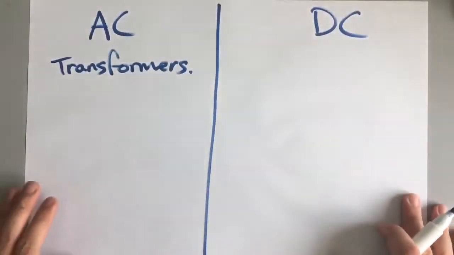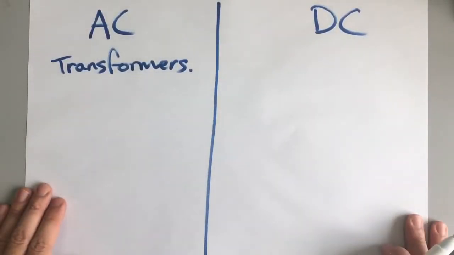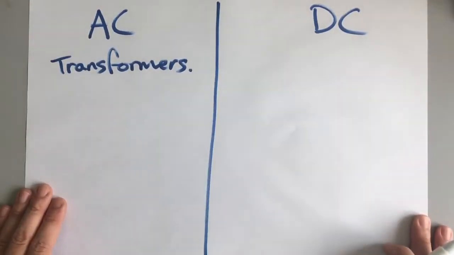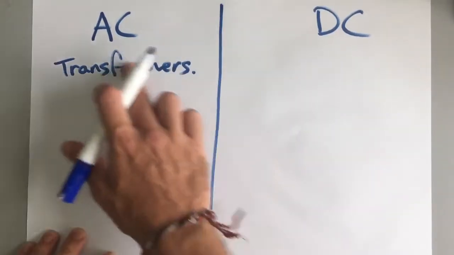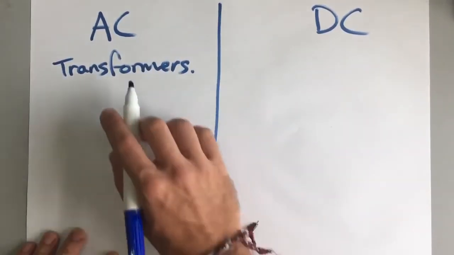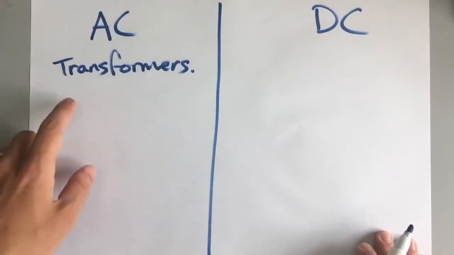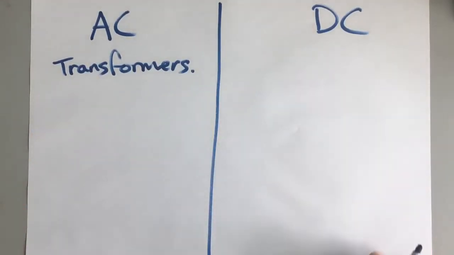DC can be transmitted over long distances as well, and there are certain projects, particularly in South America, that use long distance DC transmission using a high voltage and low current, but the system to change the voltage and the current is not as simple as transformers, so most of the world uses AC.